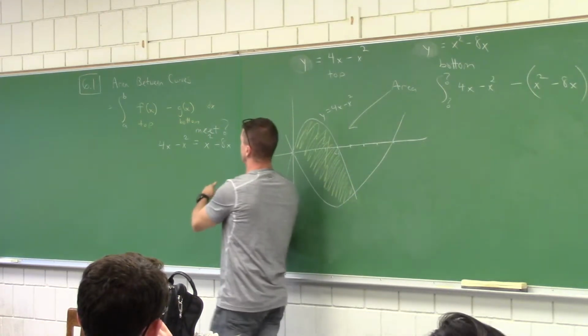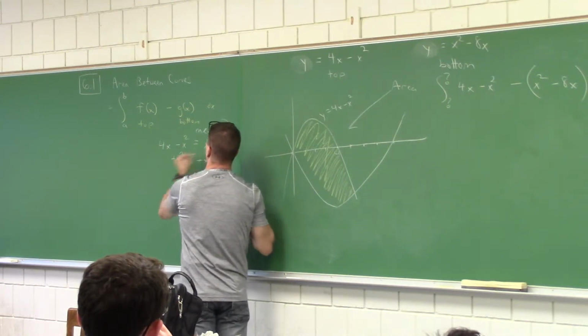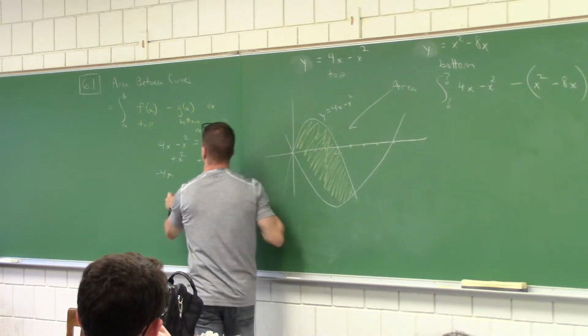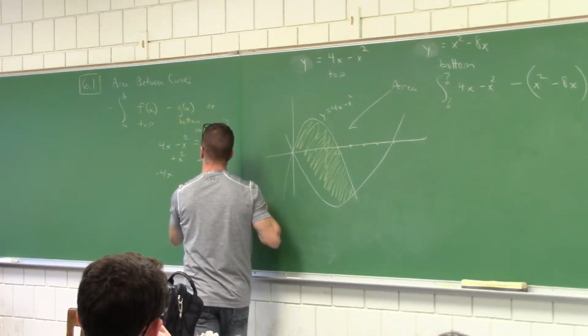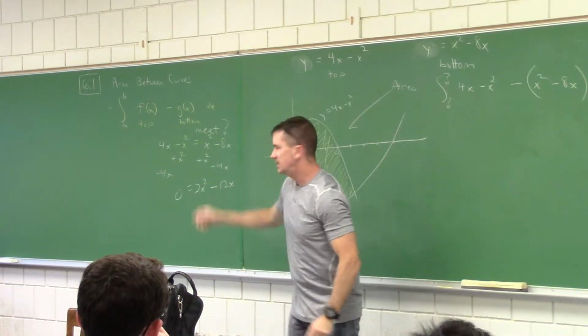And how do I solve something like this? I'm going to add x squared on both sides. I'll subtract 4x on both sides. 0 equals 2x squared minus 12x. Can you help me solve that?